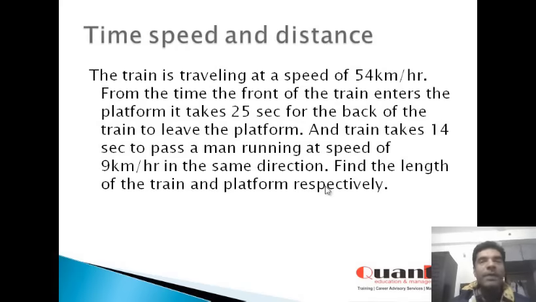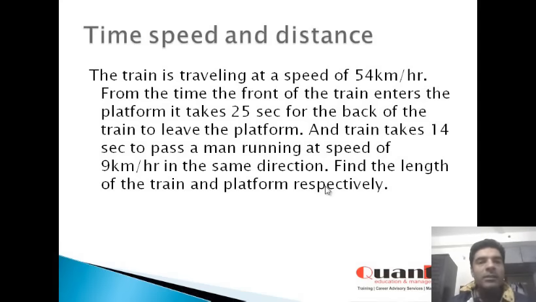Now this is a question from time, speed and distance on trains. Now we know that for solving questions on trains, there is some simple concept which is required. So let's read the question first.